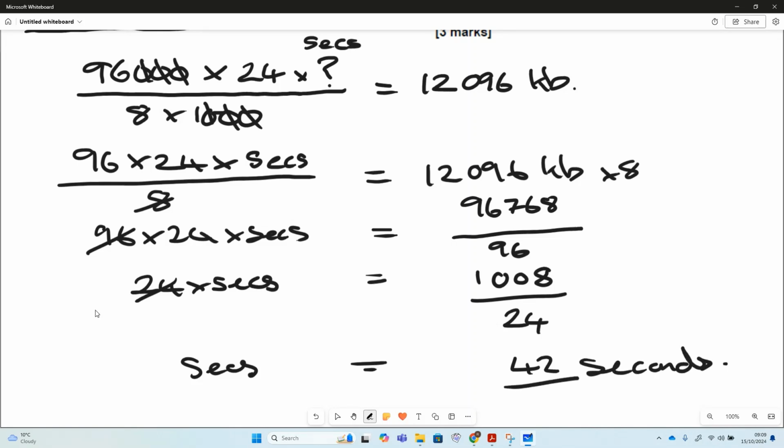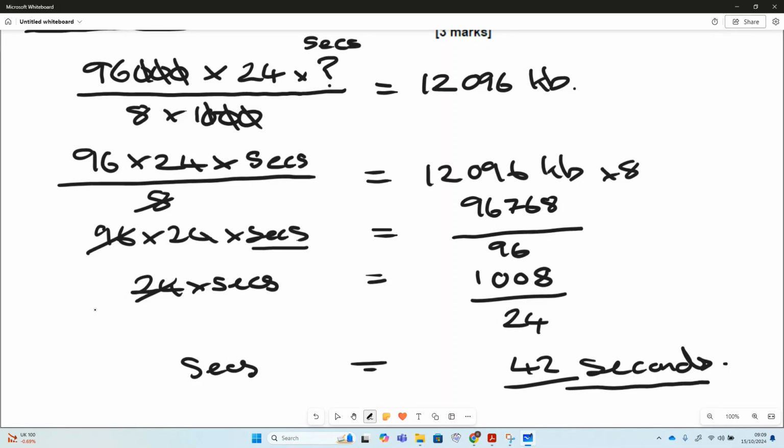And don't forget to put the units in. In this case there's a mark for putting the units in, for recognizing that the thing that you were trying to find was seconds. And as I've gone along, I've tried to remind myself of that by using this idea of seconds, or secs as I've called it here, to remind me that that's what I'm finding. So this is one way. It's possibly the way that makes most sense to me to try and work this out.